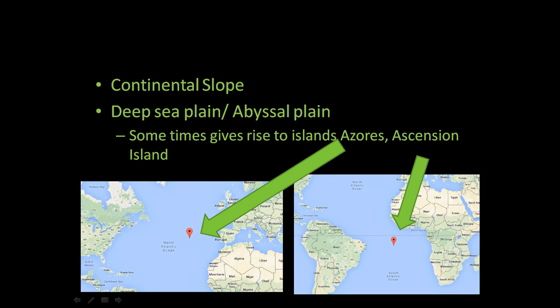Then the second part is the continental slope. Like we understood the shelf as like this, then from this point we have a slope. This is the sea level. So this is the continental slope.